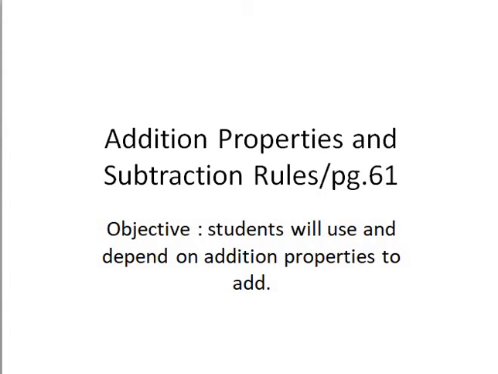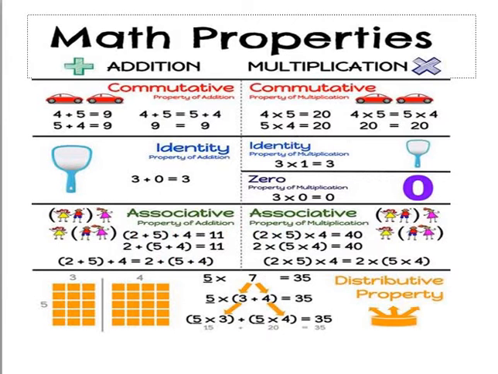Now, in math, we have properties, okay? Actually, we have these properties for addition and multiplication, but today, and even in this chapter, we will focus on addition. But I want you to notice with me that the same properties we can use for addition and multiplication, not for addition and subtraction. We will start with what we call the commutative property.